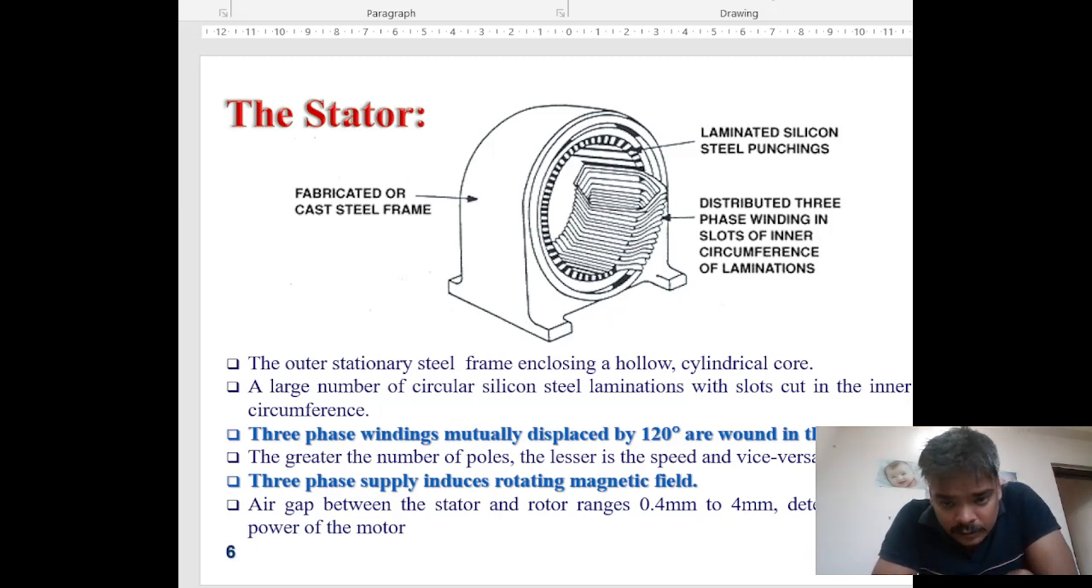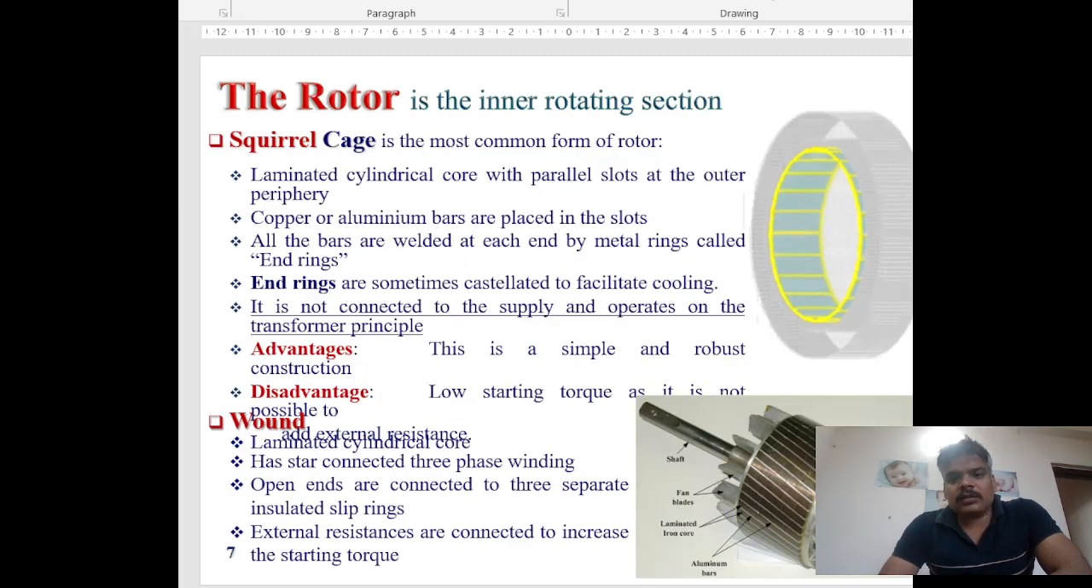The greater the number of poles, the lesser is the speed and vice versa. Three-phase supply induces rotating magnetic field. Here from the stator the rotating magnetic field is generated. Air gap between the stator and rotor ranges from 0.4 mm to 4 mm and determines the power of the motor. So here copper winding is used, in more detail I will see in the next slide.